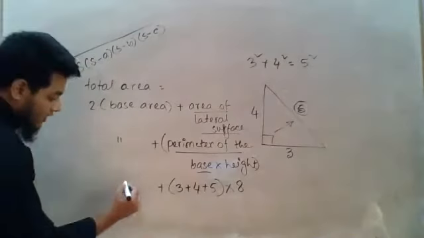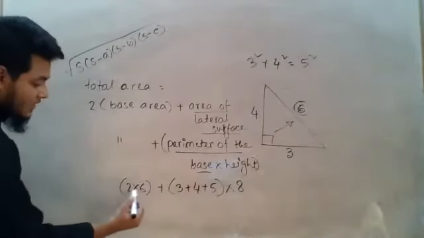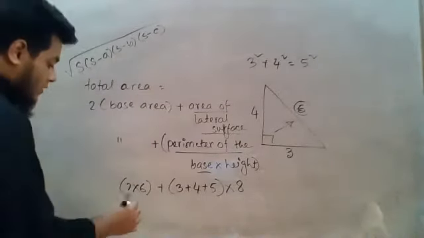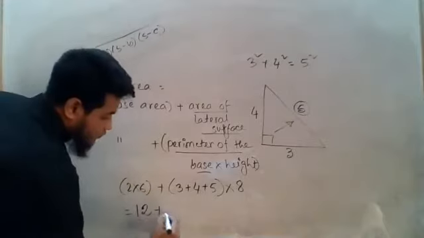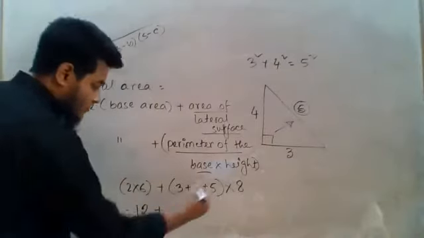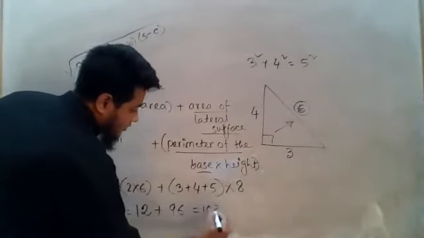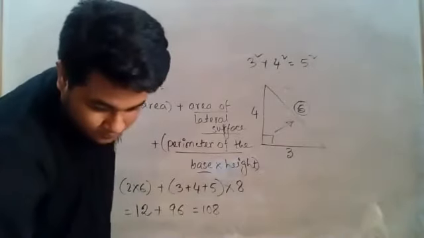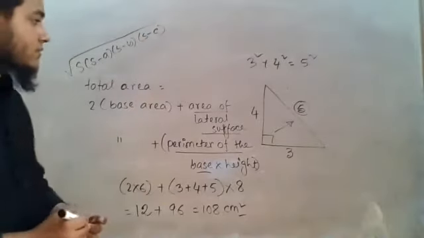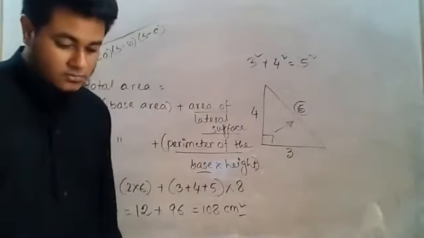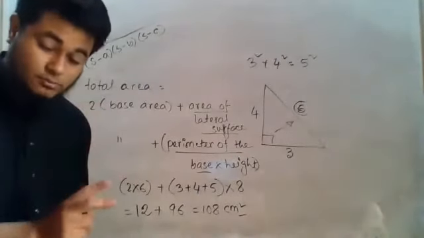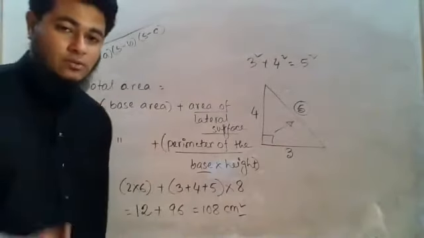Okay, so here we have 2 into 6, that is the area of two surfaces, one from the base, another from the top. So the total area will be 12 plus 3 plus 4 plus 5, that is 12, into 8, it is 96. So it will be 108, and as the measurements are given in centimeter, the unit will be centimeter square. Clear this one? Okay, if anybody has any doubt in example 2, you can let me know now. I can discuss again, no problem.